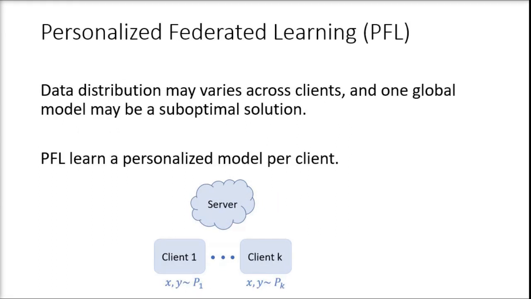Data distribution may vary across clients, and one global model may be a suboptimal solution. In personalized federated learning, we learn a personalized model per client. For example, each client can fine-tune the global model locally.